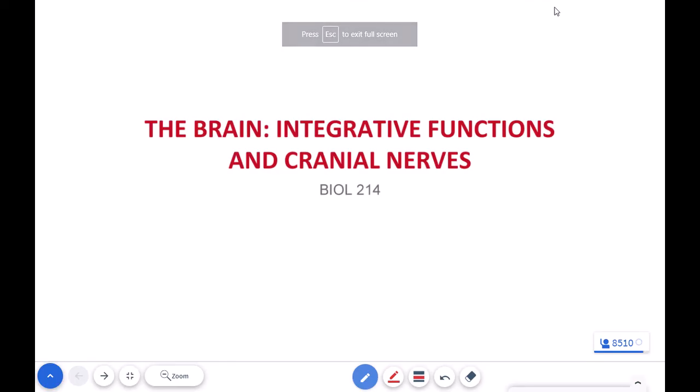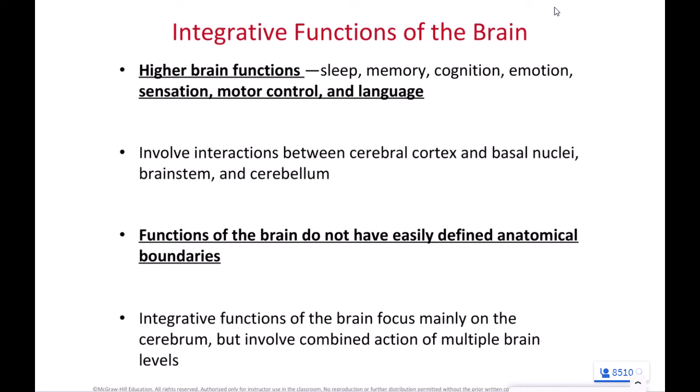Let's focus on what the brain does as a whole. Then, towards the end of this presentation, we're going to talk in more detail about the functions of the individual cranial nerves that you learned during lab. So when we think of the brain, there are a lot of higher brain functions.